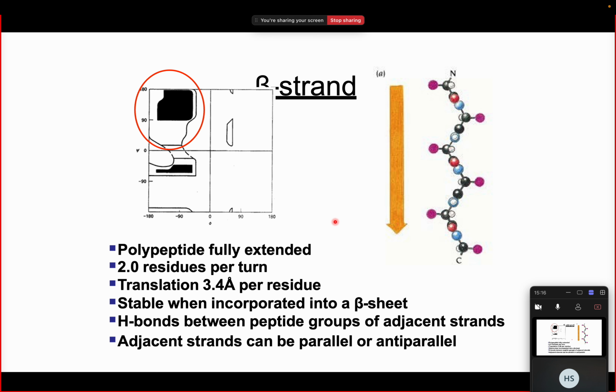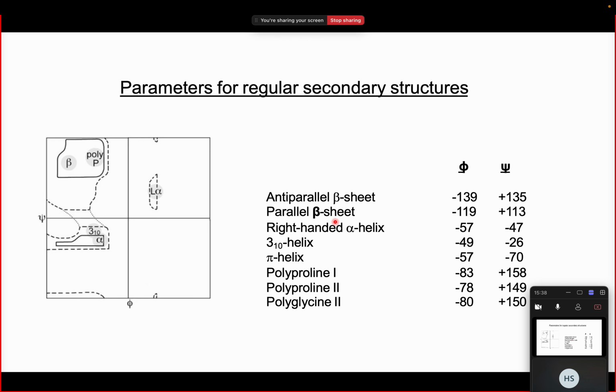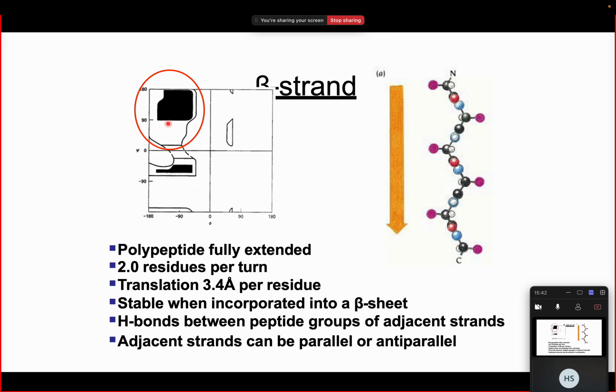Okay, then hydrogen bonds between peptide groups of adjacent strands, which we have discussed, that in beta sheets the hydrogen bonding pattern is intermolecular, that one polypeptide chain will make the hydrogen bond with another polypeptide chain to come up with a beta sheet as a secondary structure. Then we have adjacent strands which can be parallel or anti-parallel, which we have discussed, right? And this is the area in which the beta strands belong.